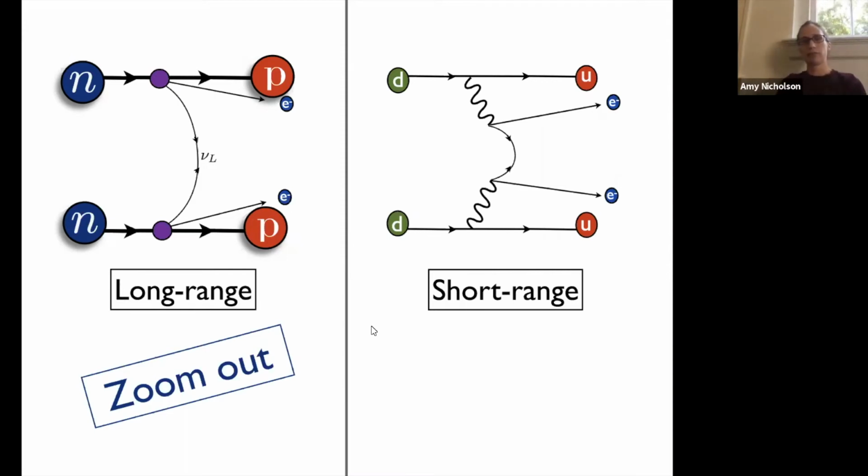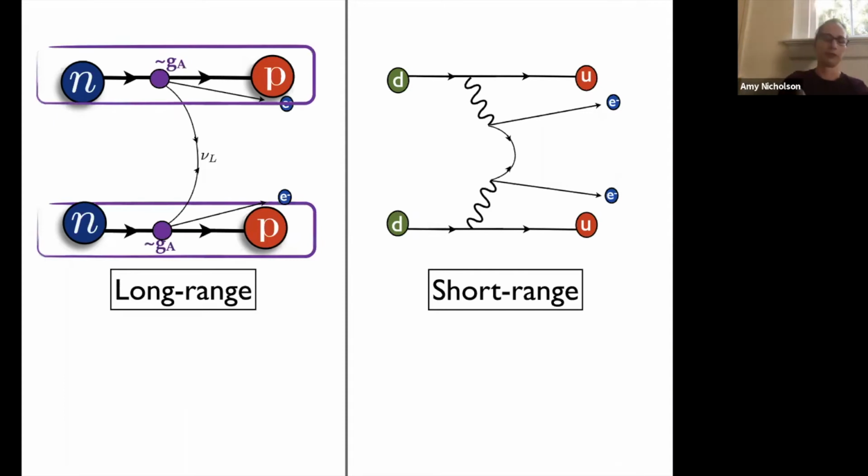And I can do the same thing for the other side, the short range mechanism. One more thing. So these interactions here are known. It is known that the rate at which neutrons decay into protons depends on this quantity called g_A, which is the axial charge of the neutron, and this is a known quantity from experiment.